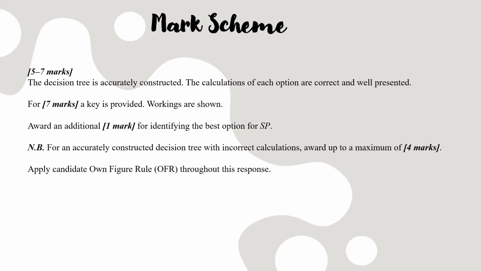But for 7 out of 8, okay, key is provided, workings are shown. So again, presentation. For the additional 1 mark, they required a 1-sentence statement identifying the best option for SP. Okay, nothing more. So here are the traps that IB are laying for you. Okay, 1 mark here, 1 mark there. You are losing. Okay, grade boundaries very close together. Okay, so be precise, be neat, laid out landscape.